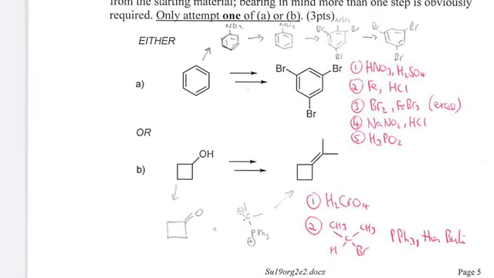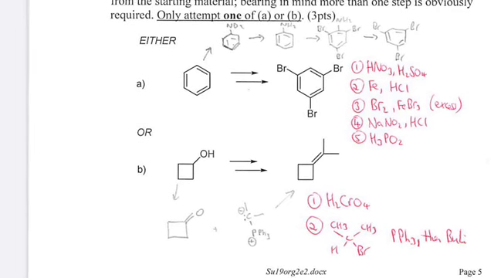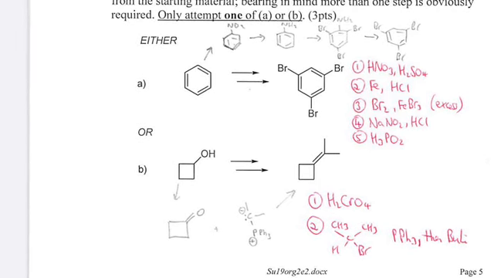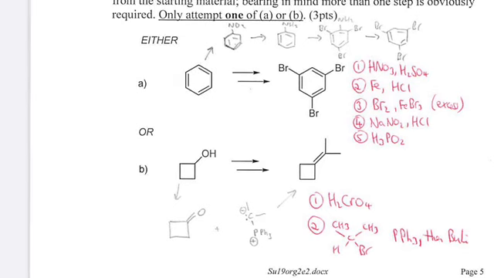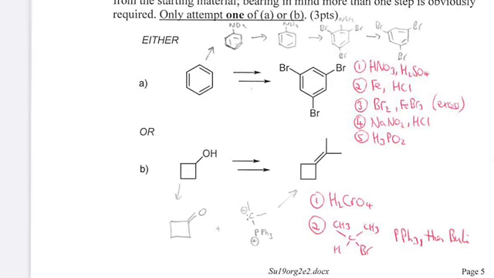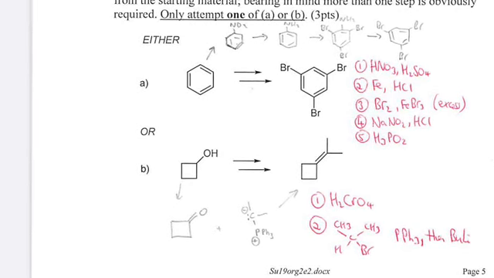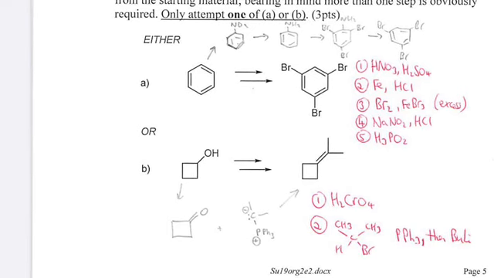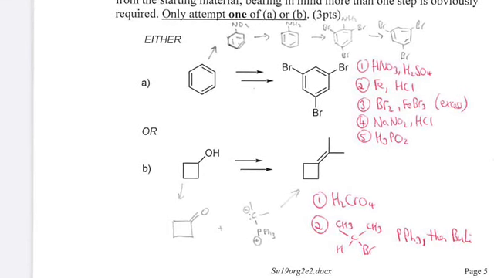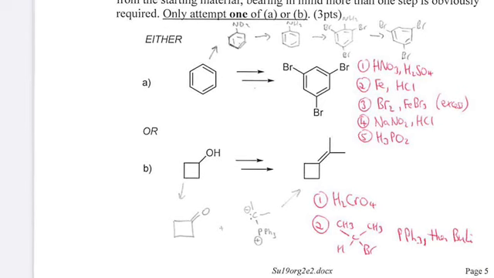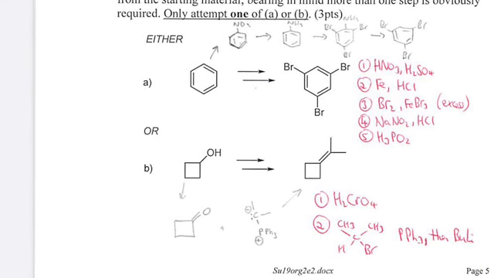So with part B, we're going from cyclobutanol to some type of alkene. To answer this question, you'd say, what ways have I seen to generate alkenes, especially generating alkenes that have additional carbons relative to my starting material?